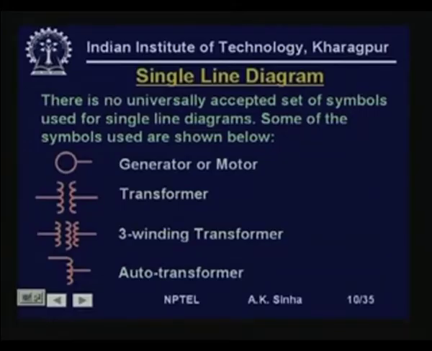Now, single line diagram, when we are using the graphical representation, we need to use symbols for the various power system components. Although there is no universally accepted set of symbols, we use certain symbols which are more or less universal, in the sense that most of the people use these kind of symbols. Generators is represented like this. Similarly, transformers, 2 winding transformers are represented with 2 windings shown, 3 winding transformers with 3 windings like this, and auto transformers are shown in this fashion.